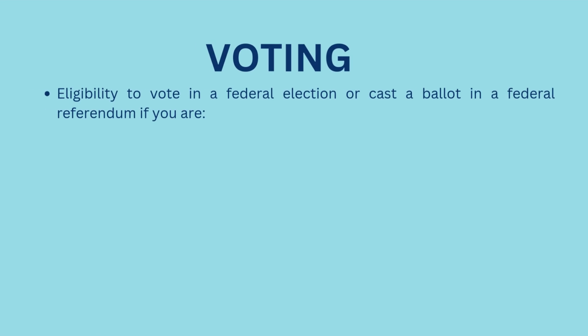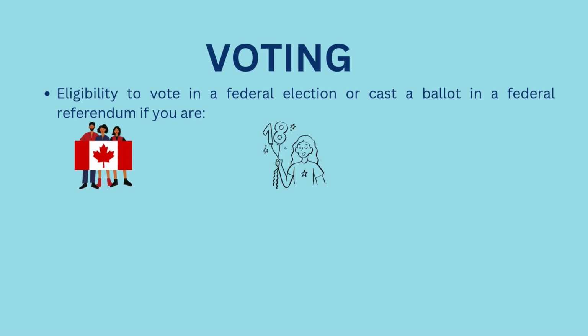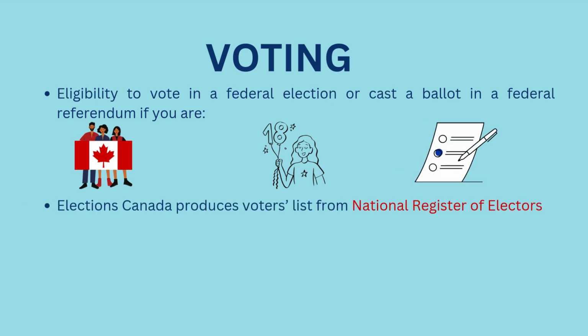Voting. One of the privileges of Canadian citizenship is the right to vote. One is eligible to vote in a federal election or cast a ballot in a federal referendum if you are a Canadian citizen and at least 18 years old on voting day, and on the voters' list. The voters' lists used during federal elections and referendums are produced from the National Register of Electors by a neutral agency of Parliament called Elections Canada.